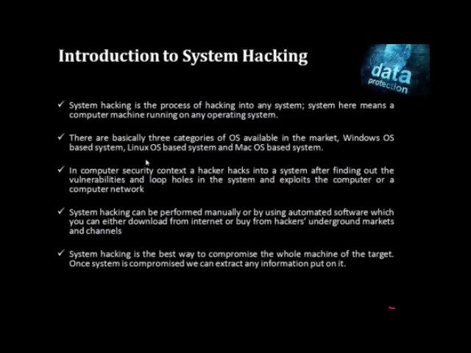System hacking can be performed manually or by using automated software, which you can either download from internet or buy from hackers' underground markets and channels. System hacking is the best way to compromise the whole machine of a target. Once system is compromised, we can extract any information involved in it.